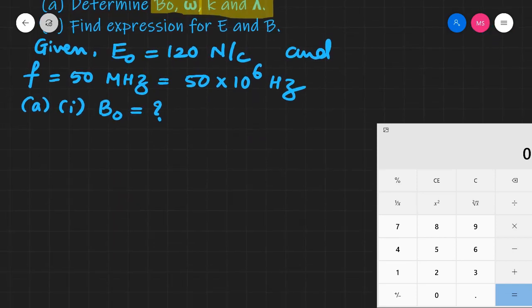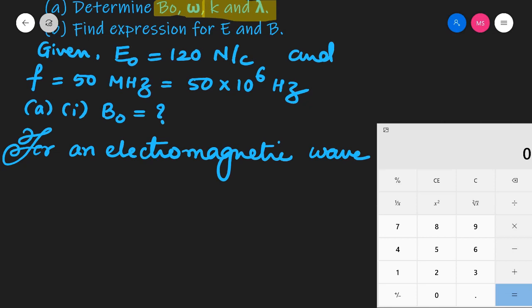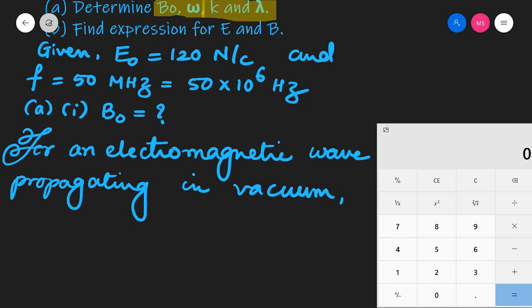Now, for an electromagnetic wave propagating in vacuum, we have c is equal to E naught over B naught. This implies that B naught will be equal to E naught by c.